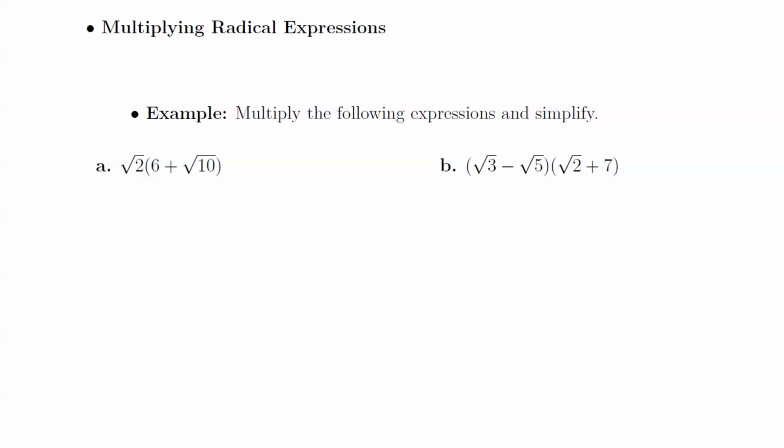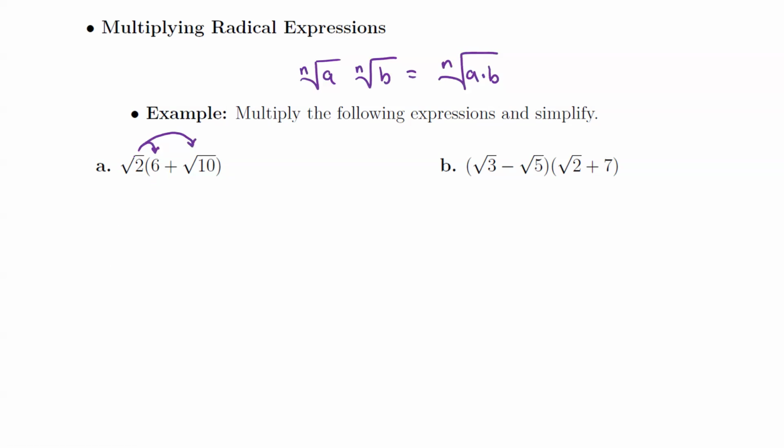In this video, we're going to consider multiplying radical expressions and also doing something at the end called rationalizing the denominator. So as far as multiplying, what we want to remind ourselves of is that if we take the nth root of a times the nth root of b, then that's going to equal the nth root of a times b.